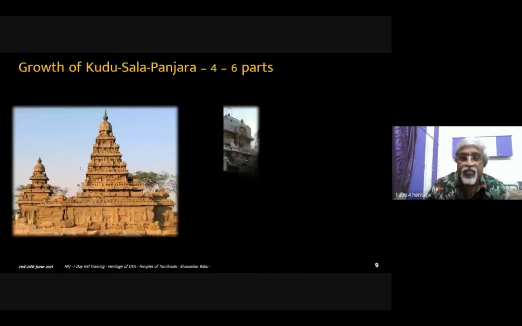If you see the components, the Karnakutas or salas here, they are very small. You have only the shikara and a small portion of the Pitti available, only 2 or 3 parts. This is the first level of detail.